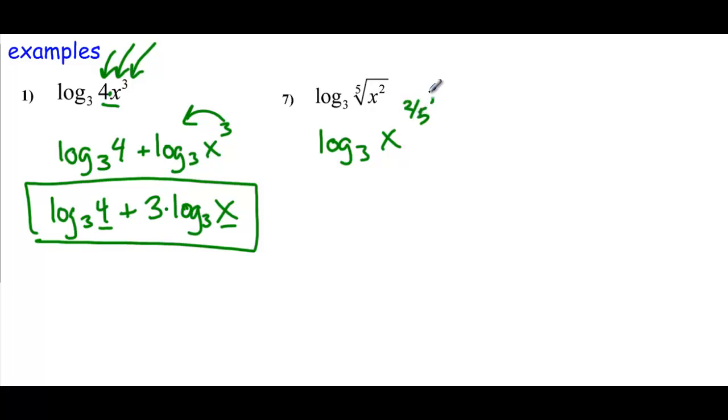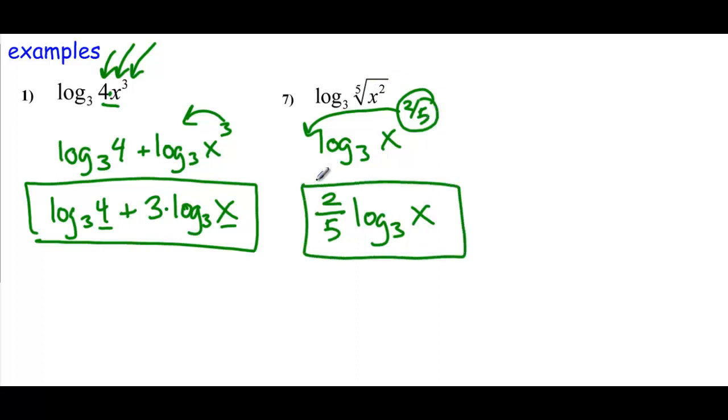Now that we see it as a power, I can take this and throw it up front. So we have 2/5 out front, log base 3 of x. So that's how we can take a radical, convert it to an exponent, and then convert it to a log. So really, radicals, exponents, and logs are all the same thing. We just put it in different forms depending on what type of problem we want to solve. And in the next video, we'll see examples of that as well.